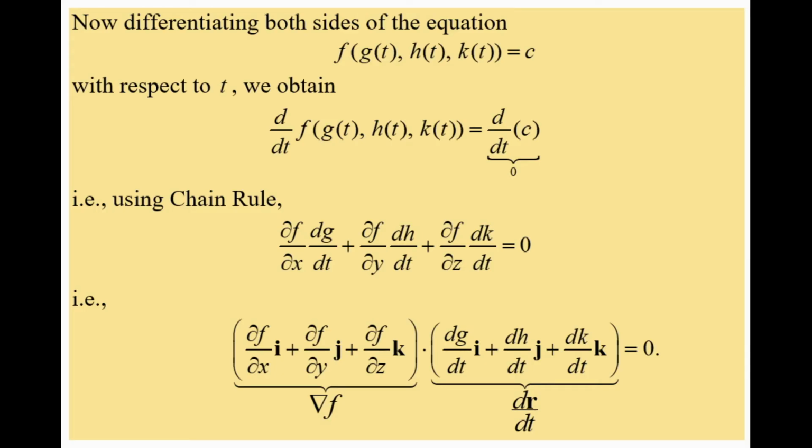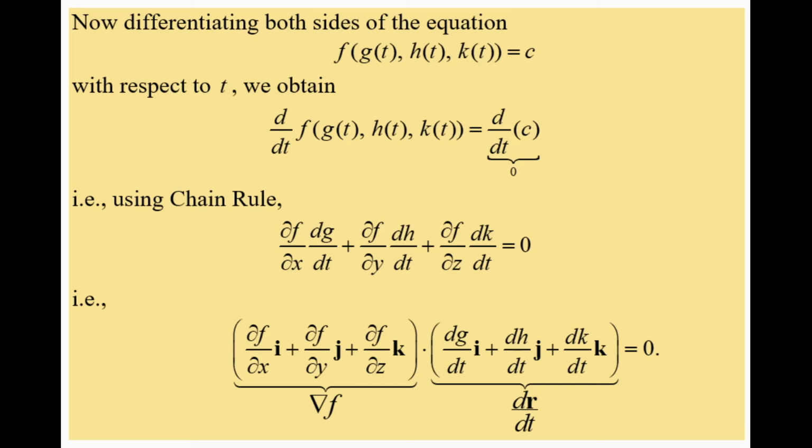Now, differentiating both sides of the equation f(g(t), h(t), k(t)) = c with respect to t, we obtain d/dt of f(g(t), h(t), k(t)) = d/dt of c. Derivative of constant is 0. Now on the left hand side we use the chain rule and get the partial derivative of f with respect to x times dg/dt plus partial derivative of f with respect to y times dh/dt plus partial derivative of f with respect to z times dk/dt is equal to 0.